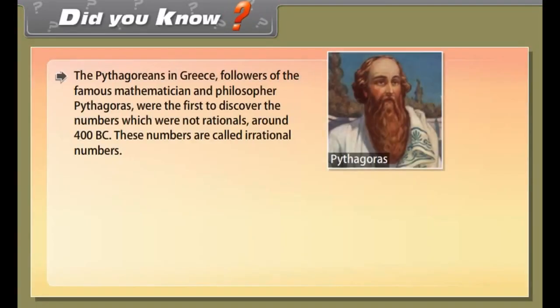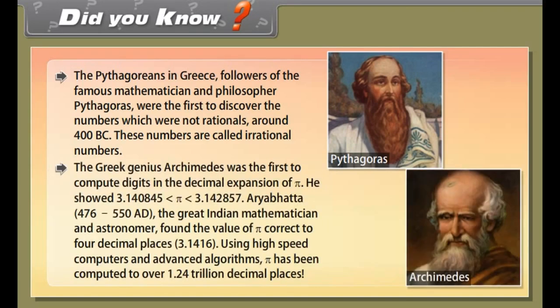Did you know? The Pythagoreans in Greece, followers of the famous mathematician and philosopher Pythagoras, were the first to discover numbers which were not rationals around 400 BC. These numbers are called irrational numbers. The Greek genius Archimedes was the first to compute digits in the decimal expansion of pi. He showed 3.140845 is smaller than pi is smaller than 3.142857. Aryabhata, 476 to 550 AD, the great Indian mathematician and astronomer, found the value of pi correct to 4 decimal places, 3.1416. Using high-speed computers and advanced algorithms, pi has been computed to over 1.24 trillion decimal places.